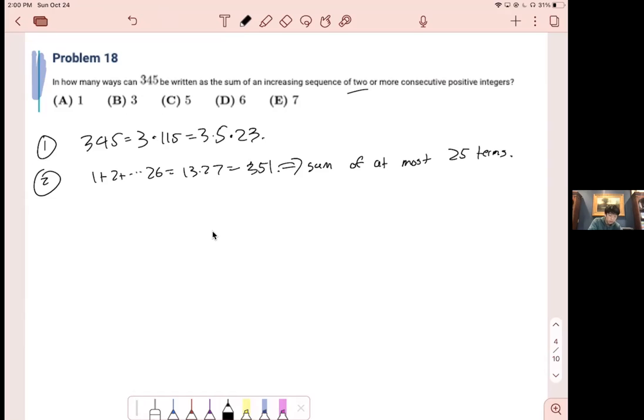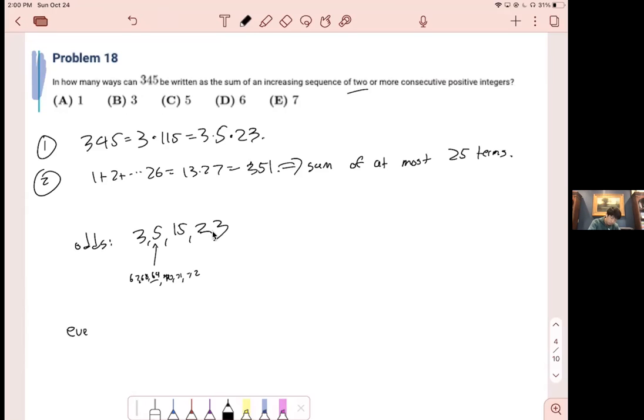So for odd values, we can take 3, 5, 15, and 23. We can always split 345 into the sum of 3 consecutive integers, 5 consecutive integers, 15 consecutive integers, or 23 consecutive integers. For example, to take the sum of 5 consecutive integers, we take the 5 consecutive integers centered at 345 over 5, which is 69. So this would be like 67, 68, 69, 70, 71.